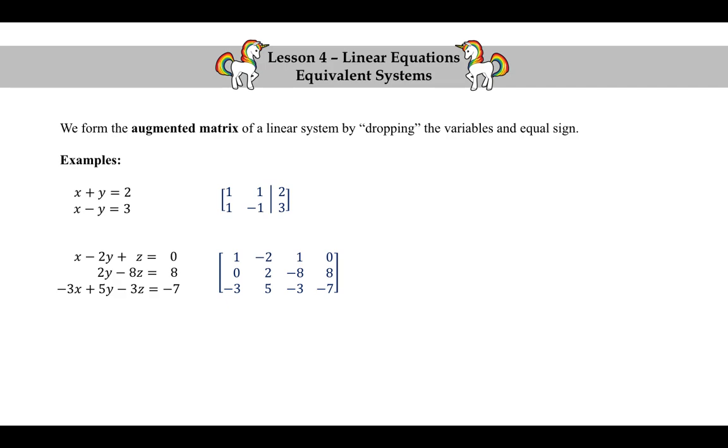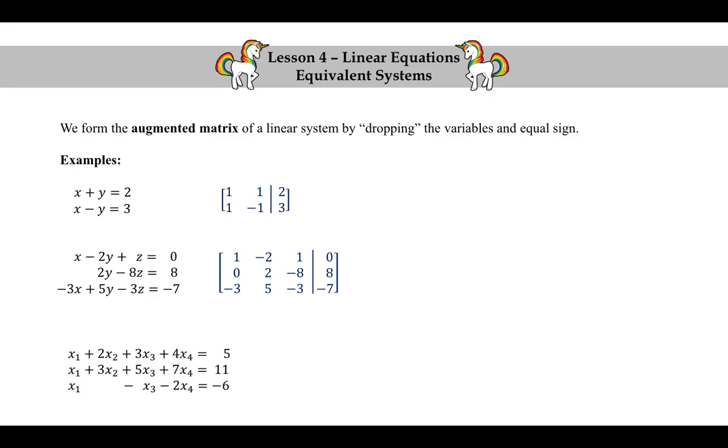Notice we have 1x minus 2y plus 1z equals 0, 0x plus 2y minus 8z equals 8, negative 3x plus 5y minus 3z equals negative 7. And there's that line again if you want to throw that in. That's up to you.